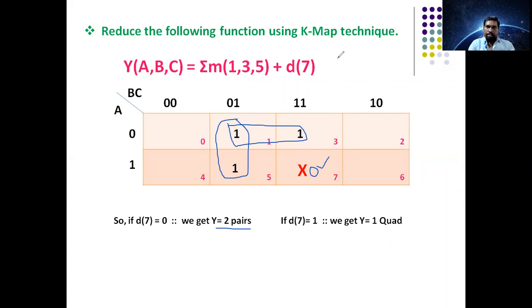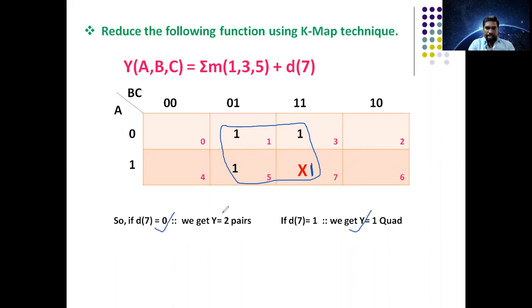Next. Suppose I take X equal to 1, this value is 1. Then directly I can collect all these 4 ones as a quad. So I will get one quad. When I observe the first case, I am getting 2 pairs in my answer. When I observe the second case, I am getting one quad as my answer. Always an octet is better than a quad, and a quad is better than a pair. Remember this sequence. So one quad is better than 2 pairs.